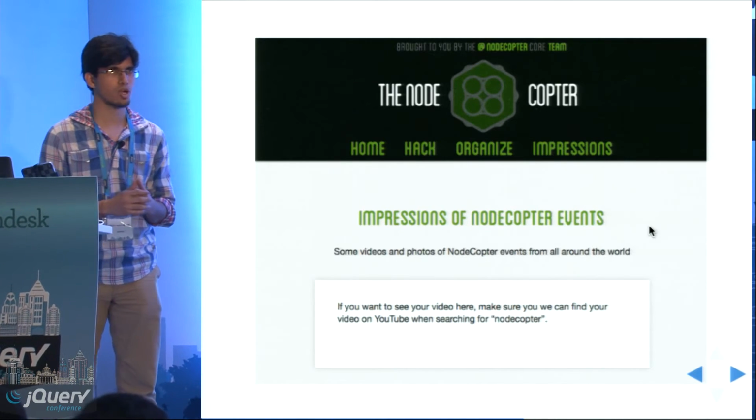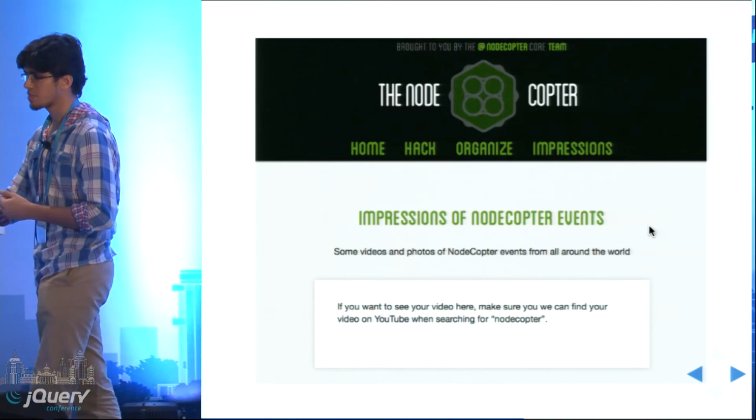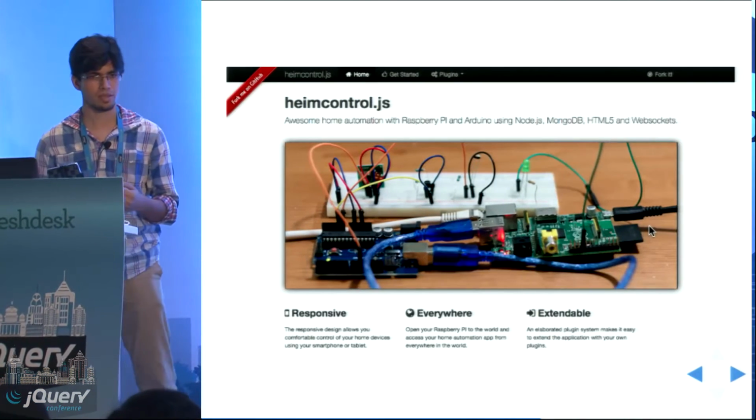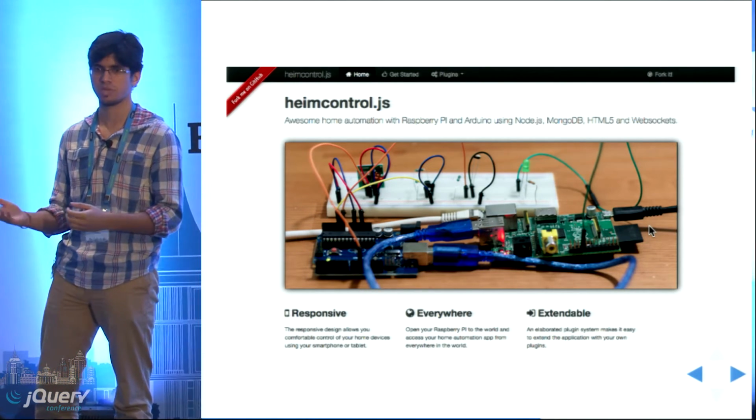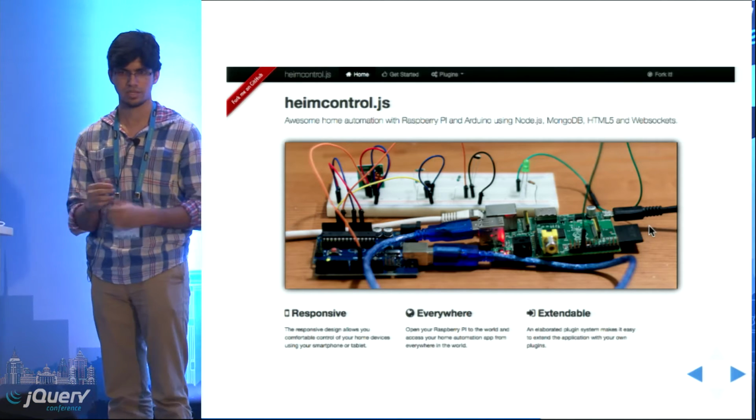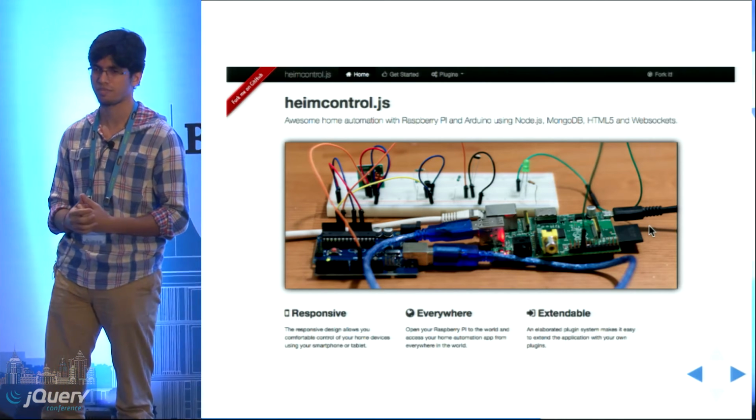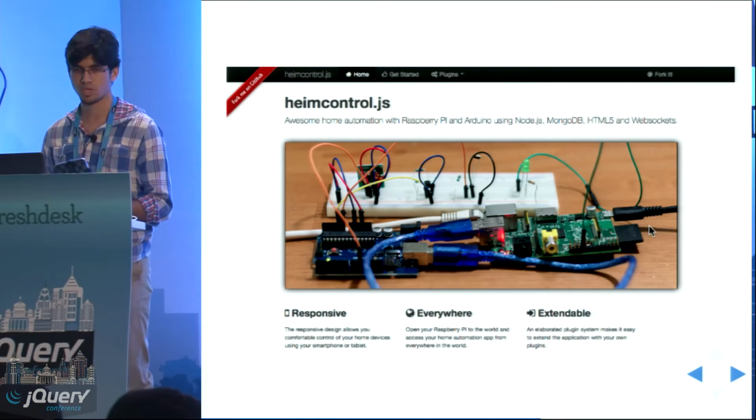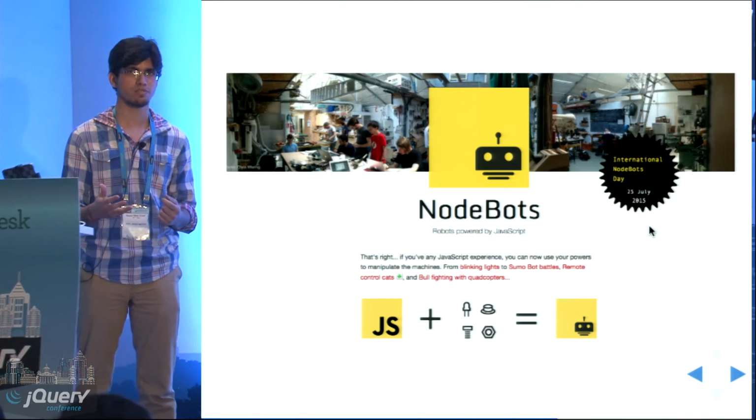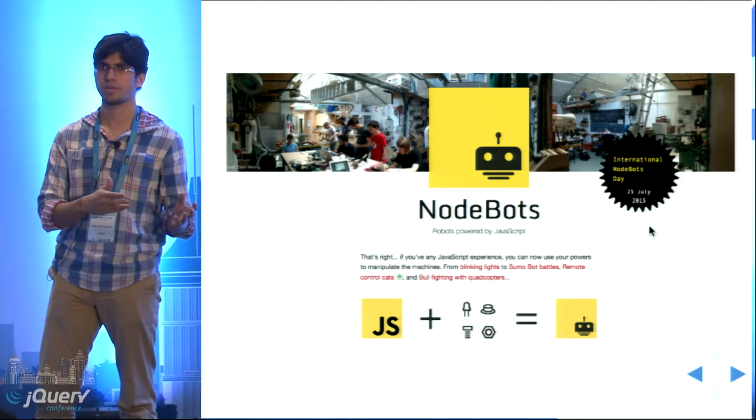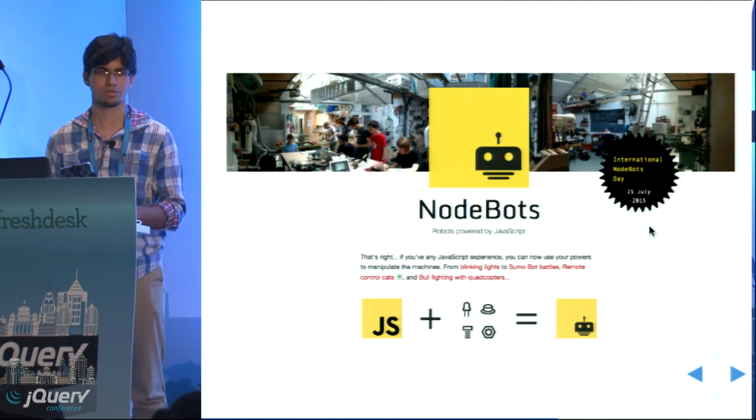Another project is NodeCopter, which lets you fly your own drones using Node. Another project is HEME-Control.js, which is creating your home automation with Arduino or Raspberry Pi using JavaScript. And they also have a stack: NodeJS, MongoDB, HTML5, and WebSockets. So that's worth looking at. And the last we have NodeBots. The contributors of NodeBots have actually made the Johnny5 library, and this is another great project that you should check out.